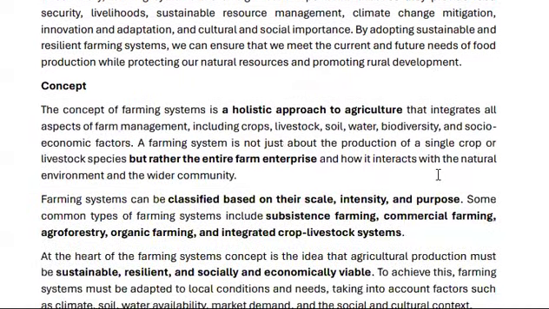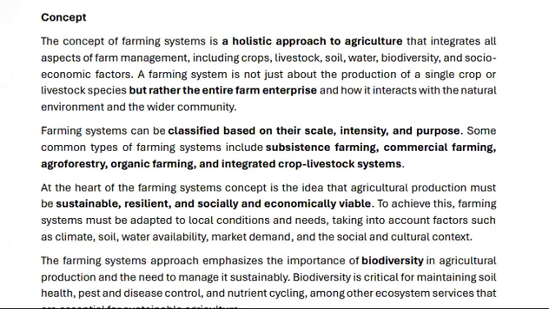Next, let's proceed to the concept of farming system. So the concept of farming systems is a holistic approach to agriculture. So when we say holistic, we are including every little aspect of the ecosystem. So it integrates all aspects of farm management, which includes our crops, livestock, soil, water, biodiversity, and socio-economic factors.